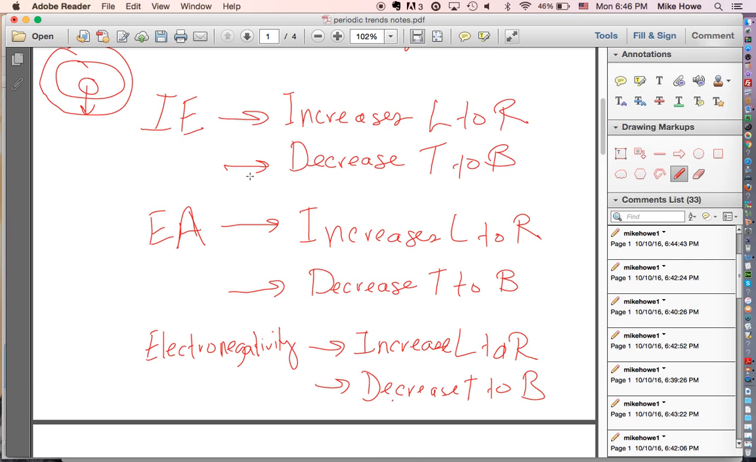I'm going to stop this video before it gets too long, and then I'm going to make one more video dealing with energy changes associated with ionization energy and electron affinity.